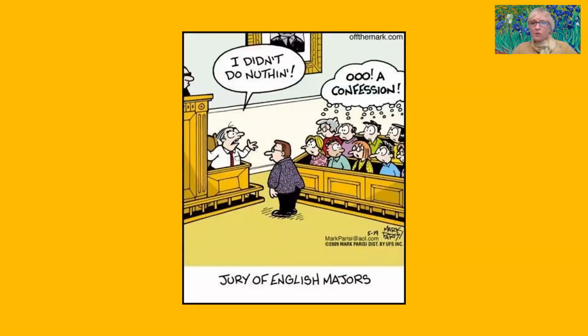And here's our last slide. You may have seen this on my bulletin board by my desk. So take a look at it and see if you can understand it now. We have the person on the stand saying, I didn't do nothing. And then you have the jury, which happens to be a jury of English majors, thinking to themselves, ooh, a confession, because he just used a double negative. Two negatives make a positive. So he's basically saying, I did something. So a confession. Okay, and that's your double negatives lesson.